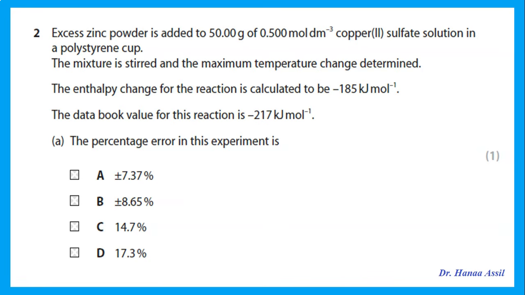So what is the percentage error? How do we get percentage error? It is the difference over the actual value times 100. So if you calculate that, it comes out to be 14.7%.